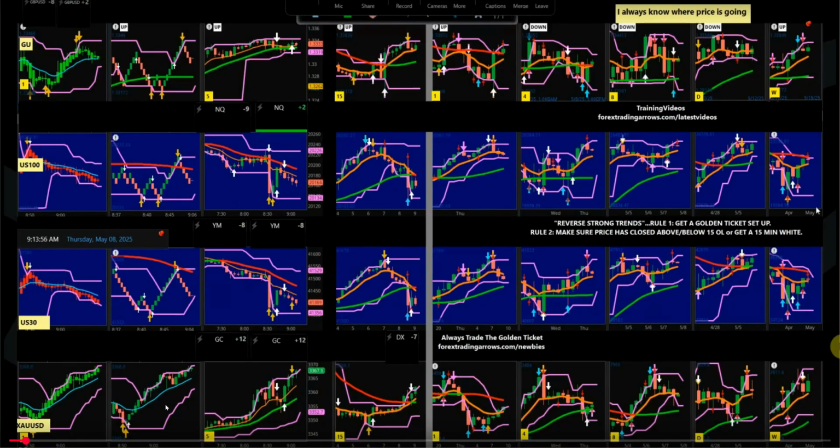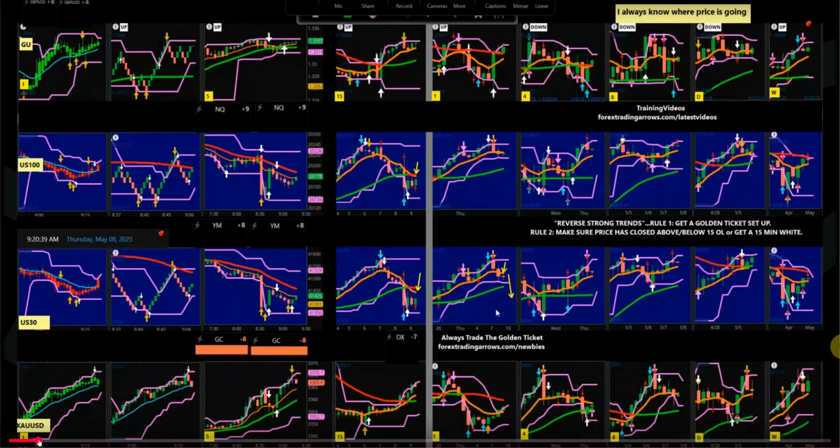Okay, so we're just gonna have a look at a few. 5 yellow might get back to the 5-minute orange line here.